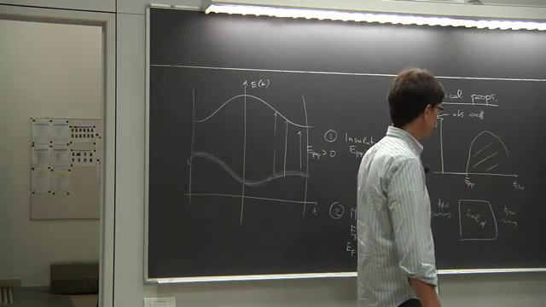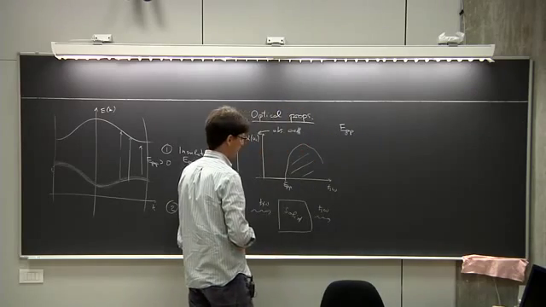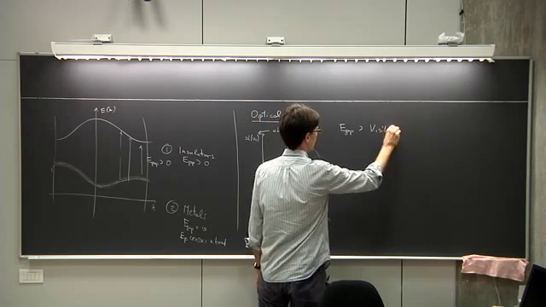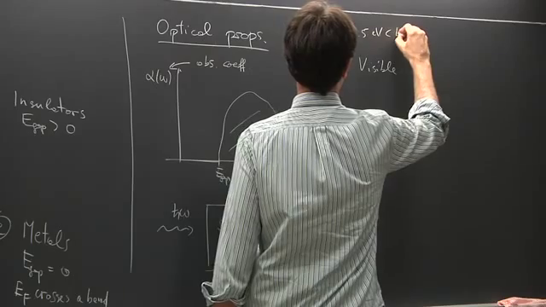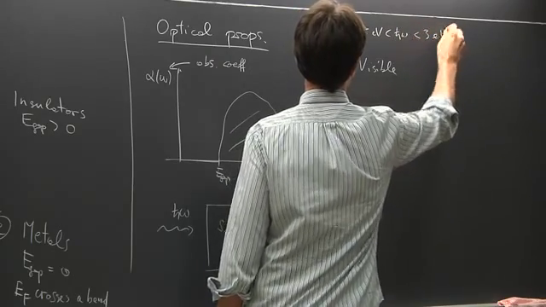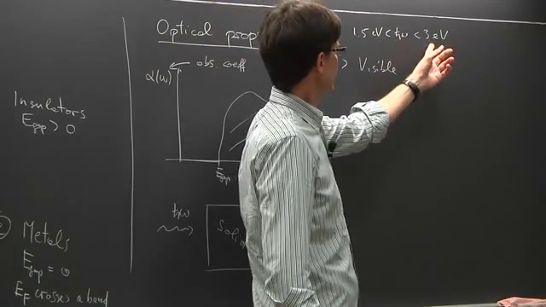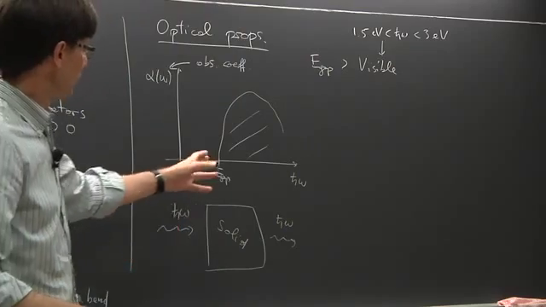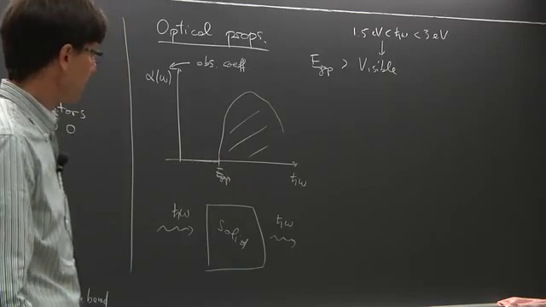If the energy gap is above the visible spectrum, and the visible spectrum again is roughly 1.5 to 3 electron volts, it's not exactly like that, but just to give an order of magnitude. If the energy gap is above 3 electron volts, then the system is transparent, because there is no absorption in the visible range.